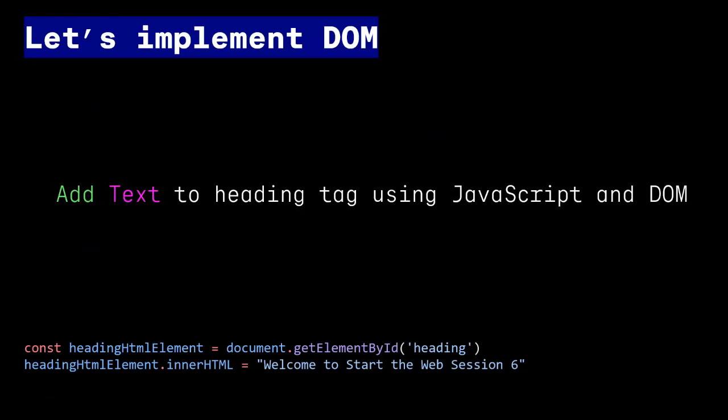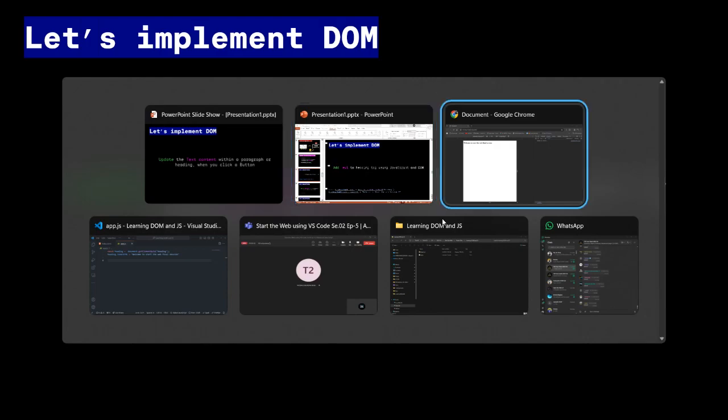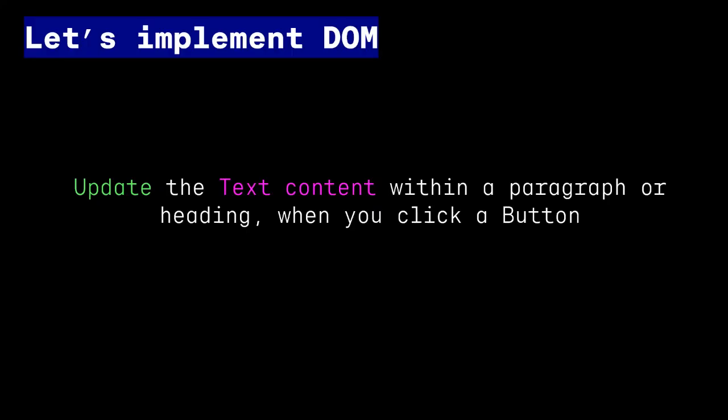The next task is to update the text content within a paragraph or heading when you click a button. Now this sounds interesting, right? Let me read that once again. It says I have to update the text when a user clicks on a button. Now that gets interesting, right? You are trying to make the website more dynamic right now. It's not that advanced, but it is very easy to do.